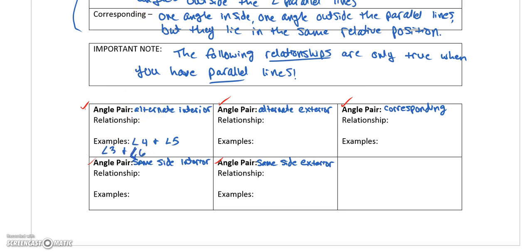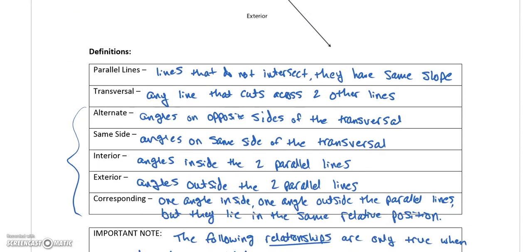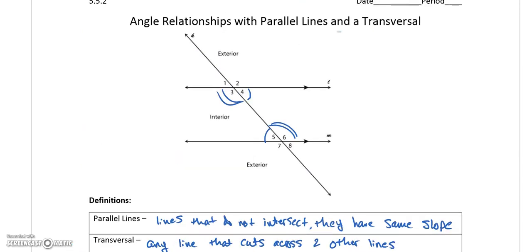The relationship between alternate interior angles when we have parallel lines is that they are congruent. And we never want to trust the picture. We want to be able to prove something, but you can tell angle 4 here looks the same size as angle 5, and that's because they are congruent.